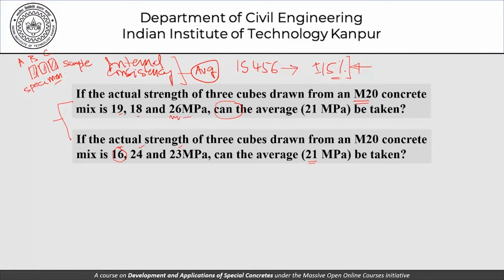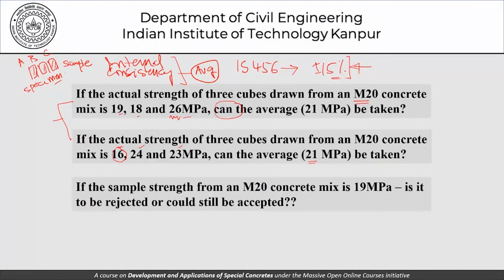Now let's go to the next question. If the sample strength from an M20 concrete is 19 MPa, is it to be rejected or could it still be accepted? So in this case, for example, the numbers turn out to be 19, 19, 19. All the three cubes consistently give us 19 MPa. The average, of course, will be 19. And now, since it's an M20 concrete, should this concrete be simply rejected?